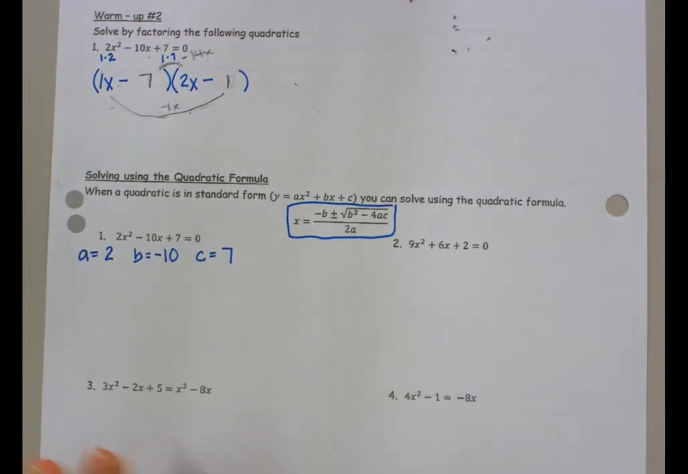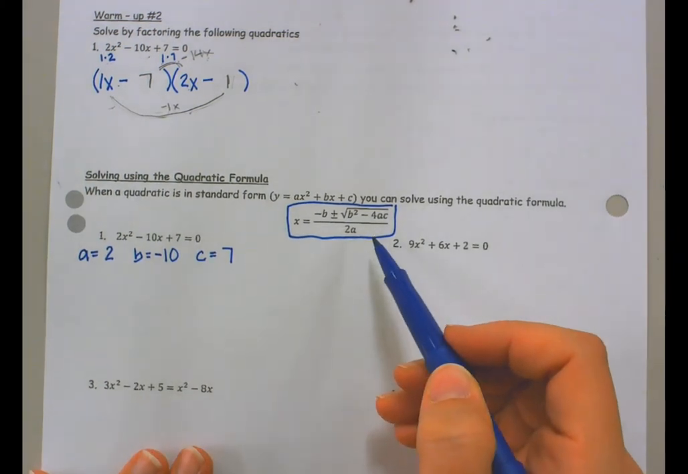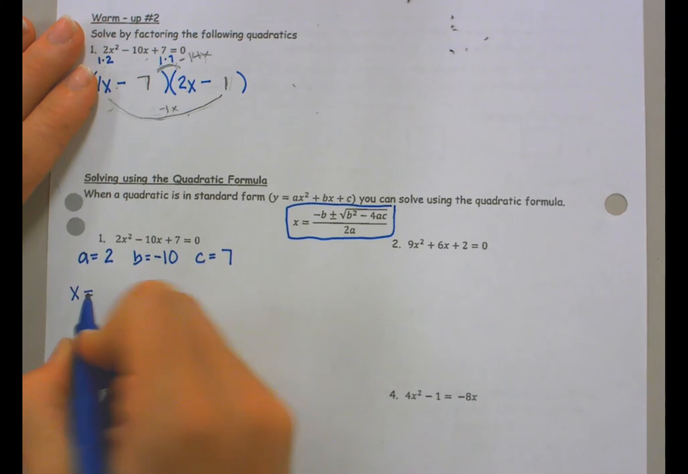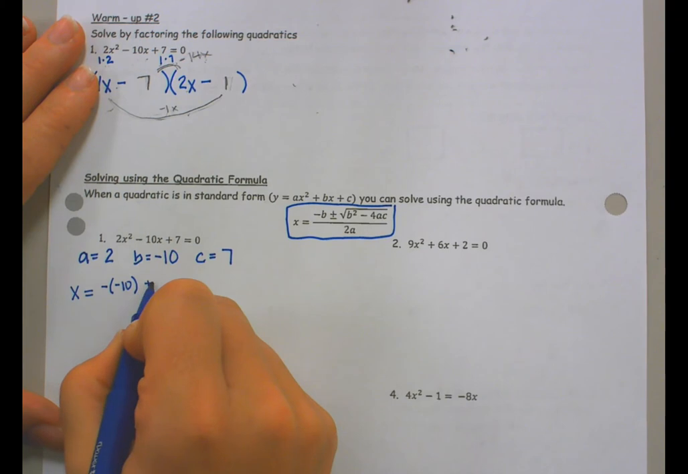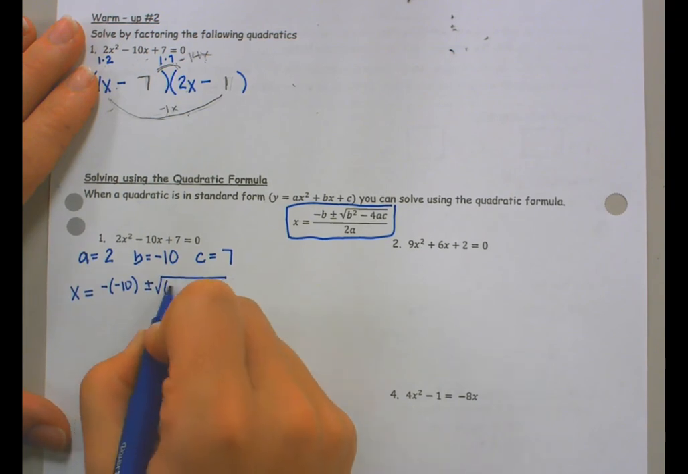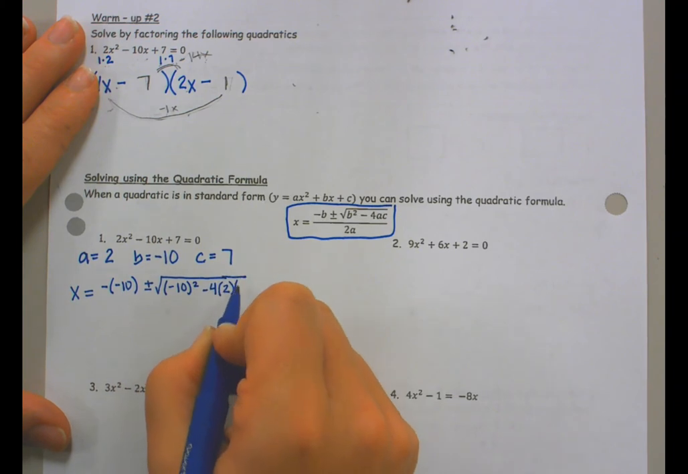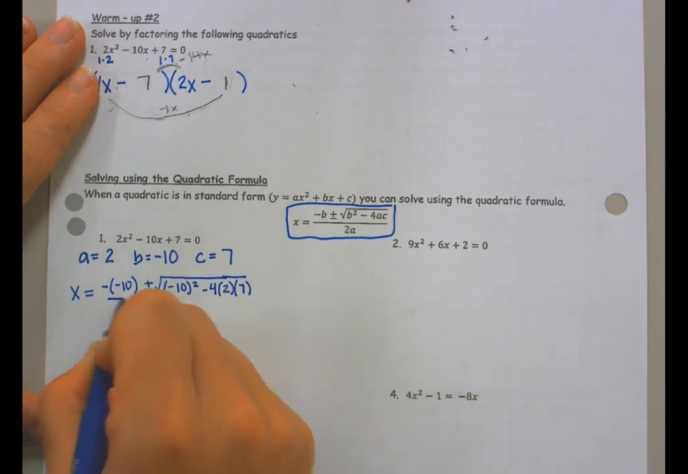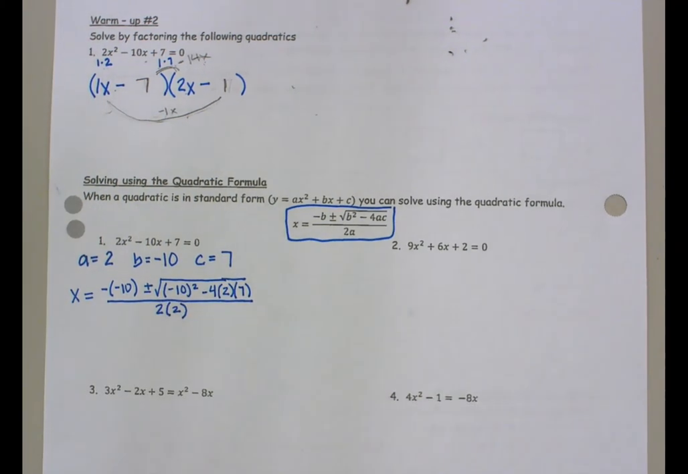So then once I know the value of a, b, and c, I can just plug those into our quadratic formula and simplify. So I get x equals negative b, so negative of negative 10, plus or minus the square root of negative 10 squared minus 4 times a, which is 2, times c, which is 7, all over 2 times a, which is 2. So all I did is I replaced each letter with the number that it represents. And now I'm just going to simplify everything until I can get down to my two answers.